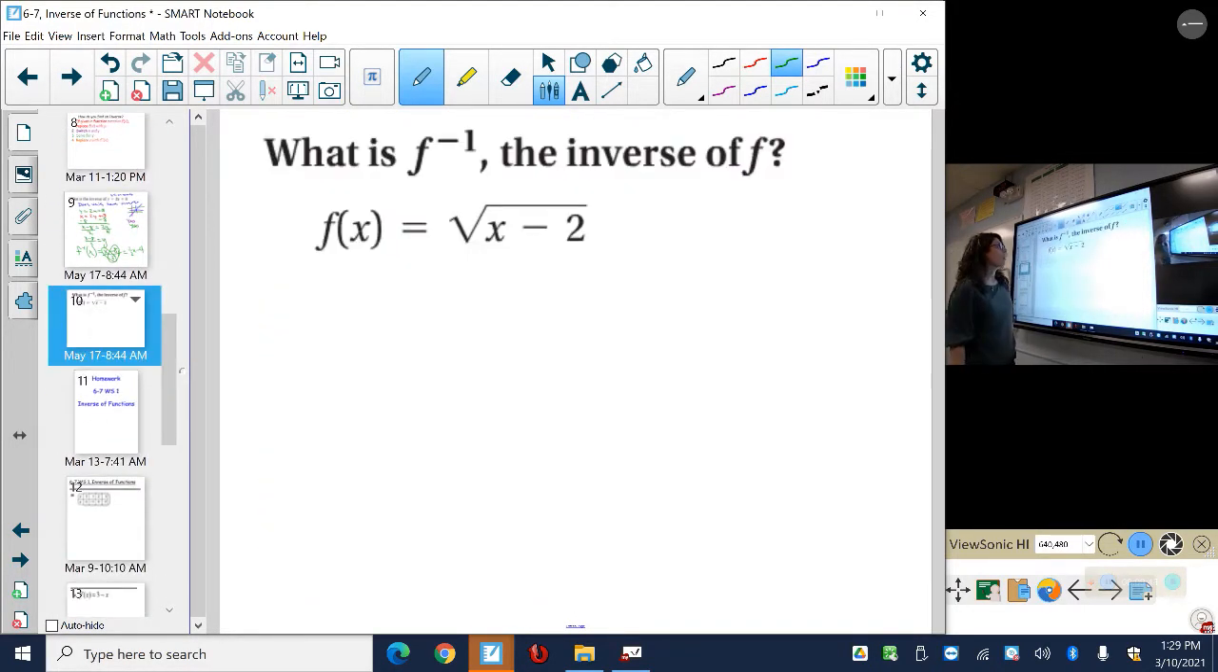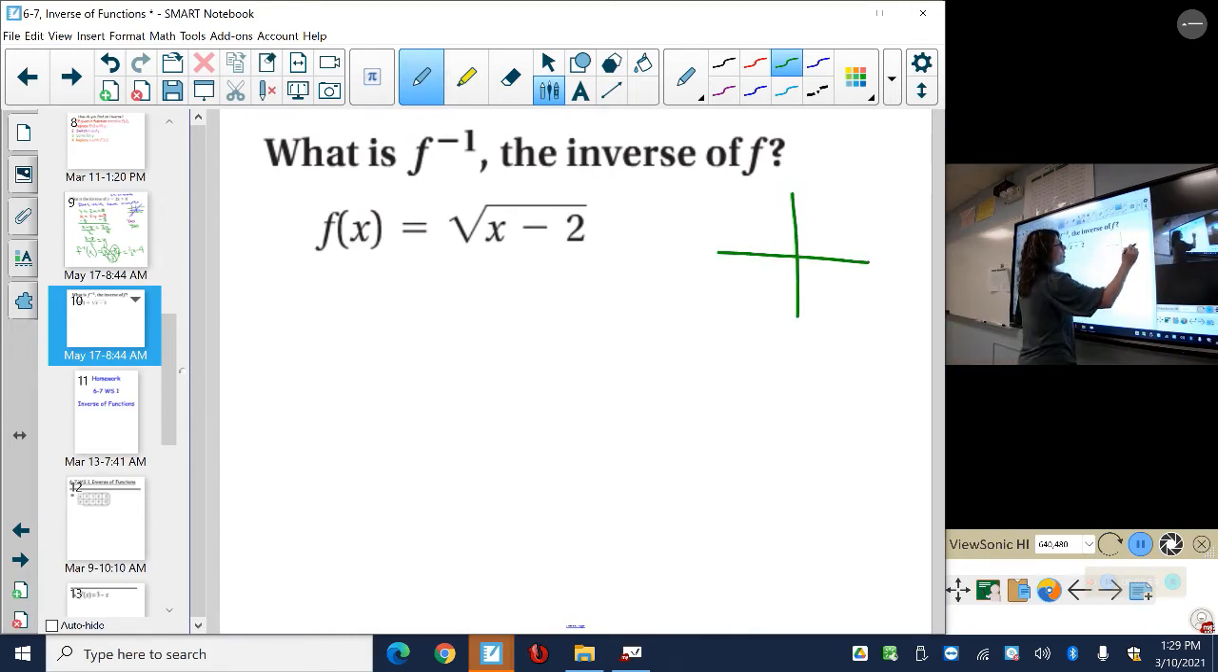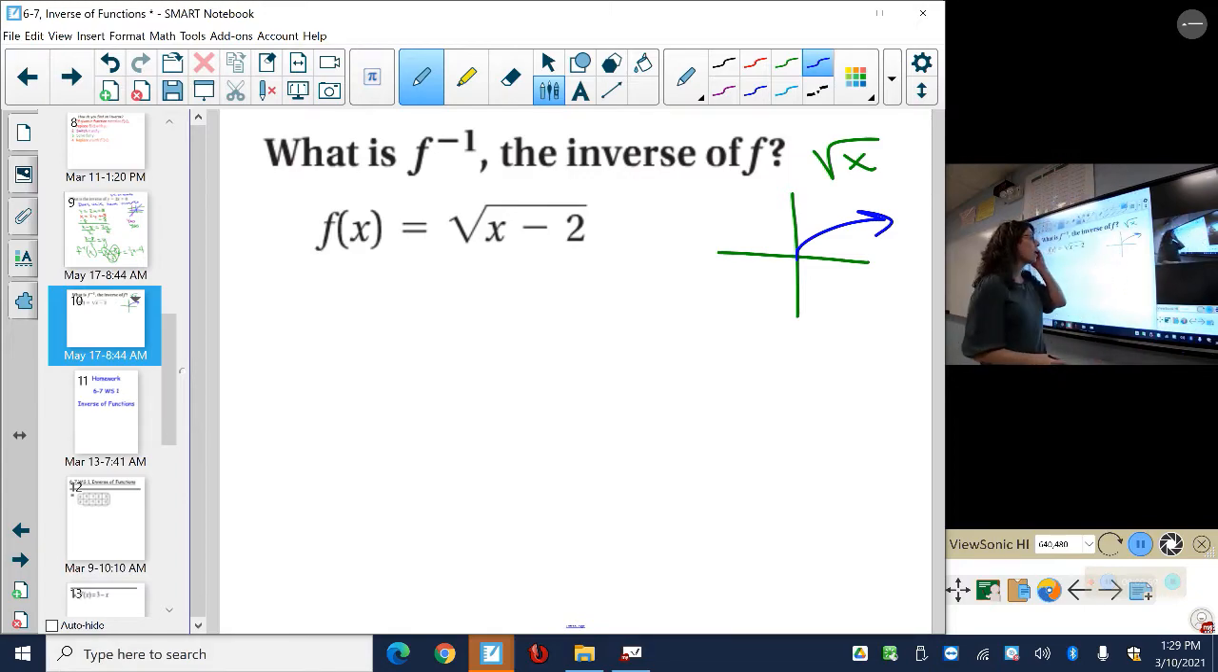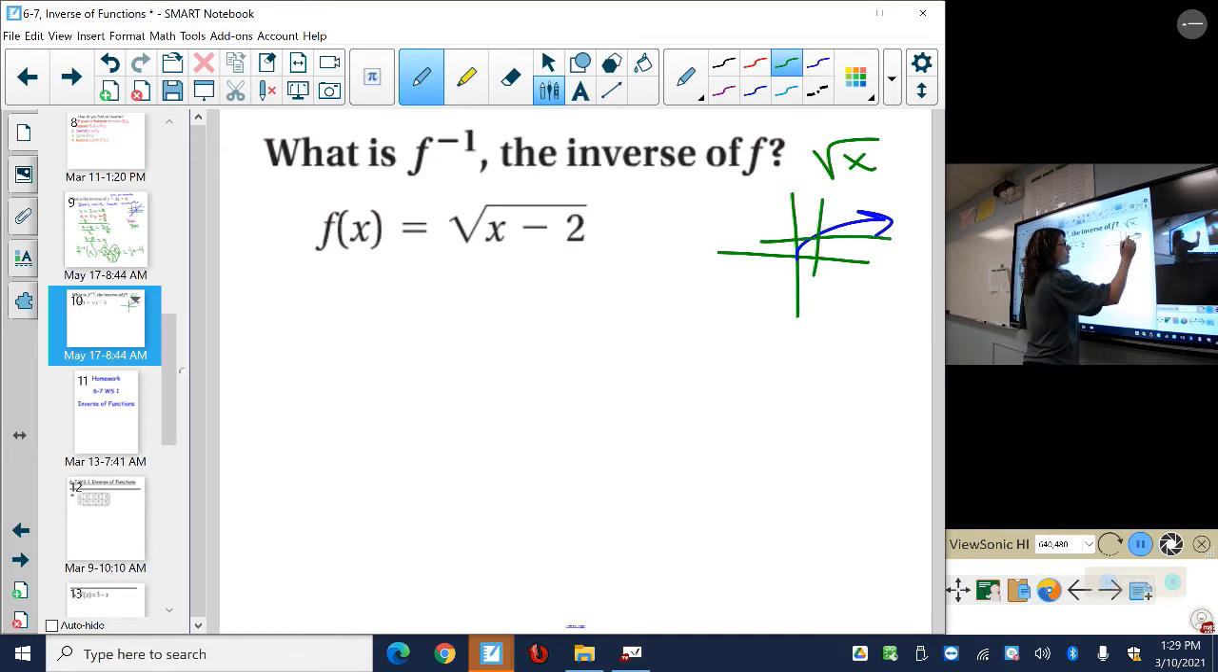So here we go with this. I did not give you this as a parent function, but the parent function of the square root, we've already looked at this before, is the one-armed bandit. Remember I said it's the parabola flipped on its side? So basically what you have to do here: does this pass the vertical line test? Yes. Does it pass the horizontal? Yes. So it does have an inverse.